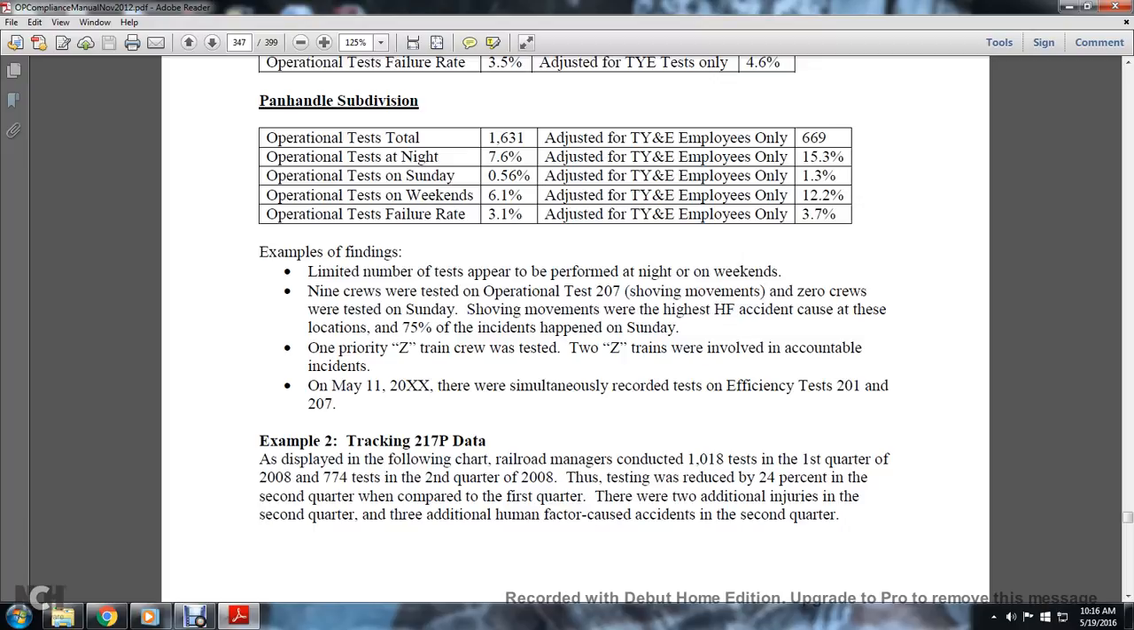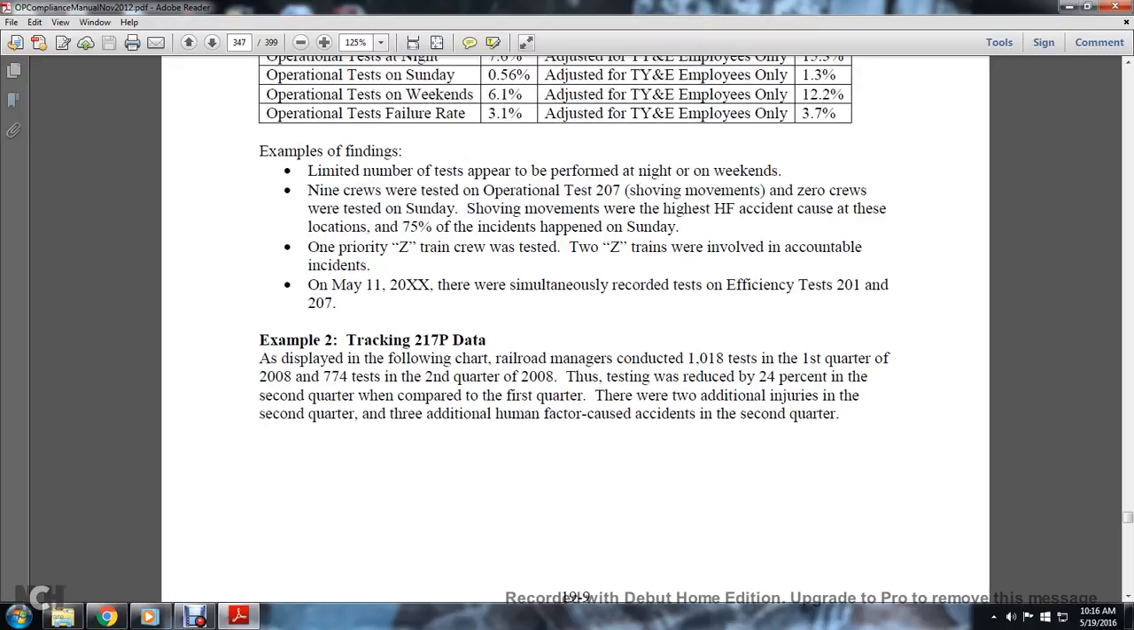On priority Z, the train crew tested: 2 Z trains were involved in the accountability accident on May 11, 2000, such a year. There was simultaneously recorded testing, efficiency testing 201 and 207.